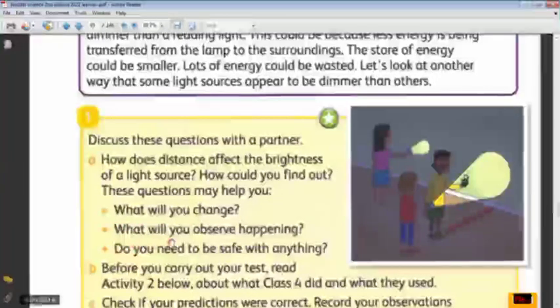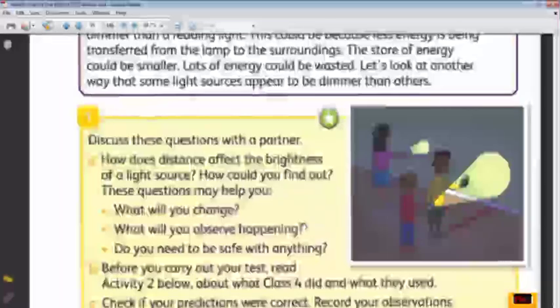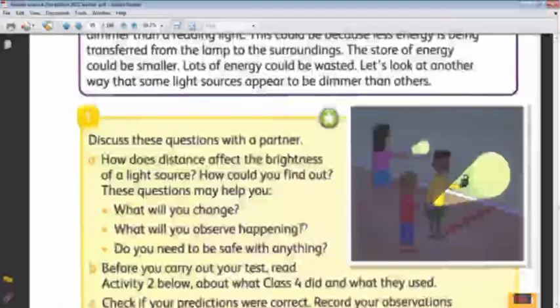Okay, what will you observe happening? What's the observation about the light they have? This is bright and this is not bright. Yes, the girl in the red t-shirt, the light that comes out from the flashlight is dimmer, it's more dim, and the light that comes from the girl that has the pink t-shirt is more bright because she is near the wall, and the second girl is far from the wall.